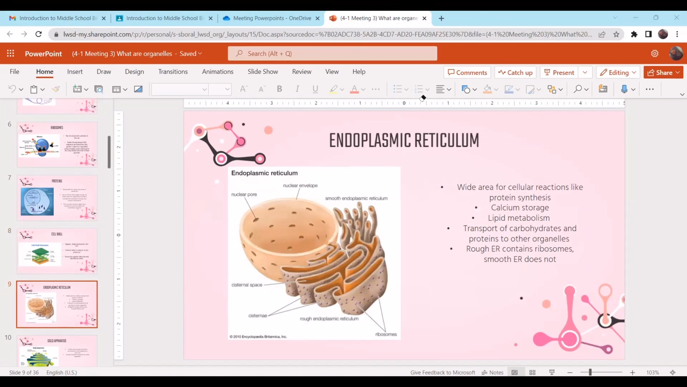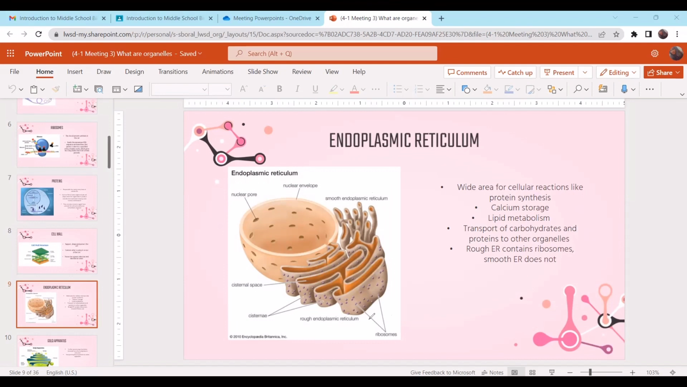Okay, the endoplasmic reticulum. There are two types, a smooth endoplasmic reticulum and a rough endoplasmic reticulum. The rough endoplasmic reticulum is the one that contains ribosomes, and the ribosomes are like the chefs of the cell. Like I said earlier, they make proteins from the instruction manual, the DNA. The smooth endoplasmic reticulum has more complicated functions, but let's focus more on the rough endoplasmic reticulum.